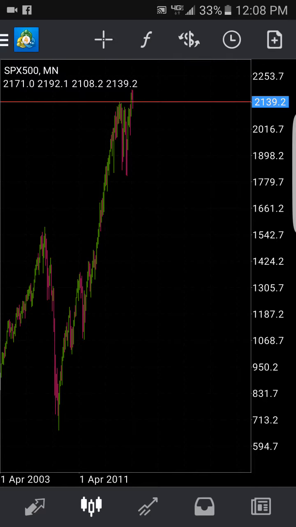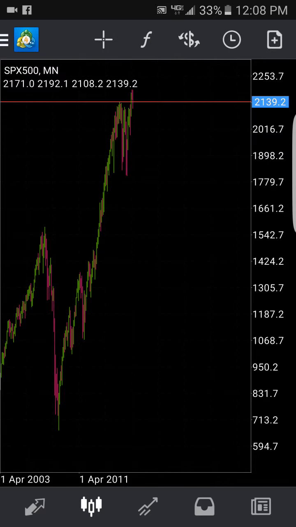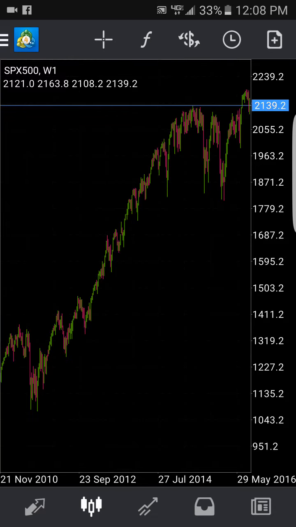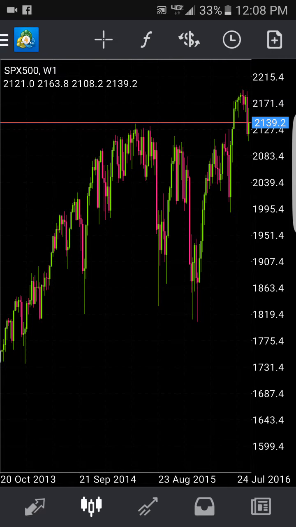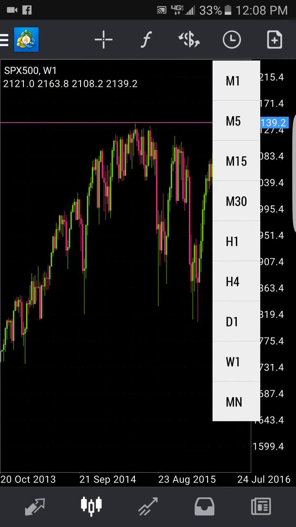What this S&P 500 represents is the measure of the top 500 companies in the U.S. stock market, right? And it's showing on the chart that the stock market is valued very high, at 2139. So now we just take a look at it on the weekly, zoom in a bit, take a look at the chart. As you can see, it's at a very high point. Let's look at the daily.